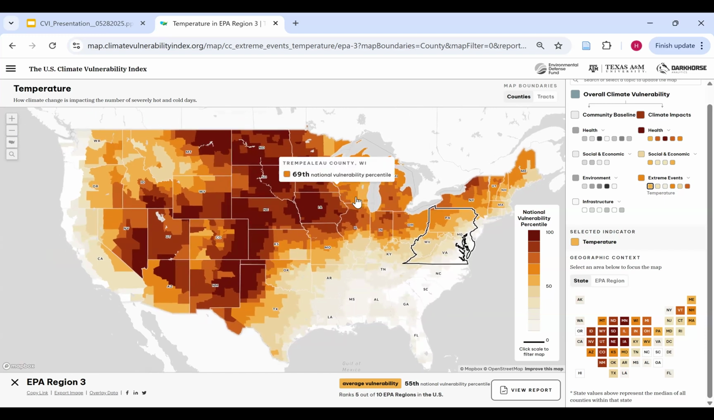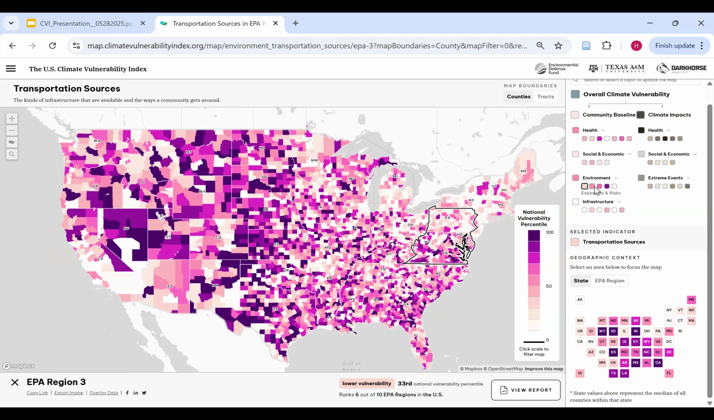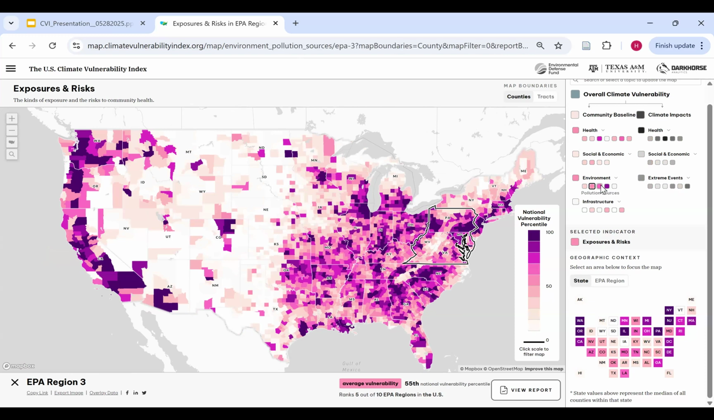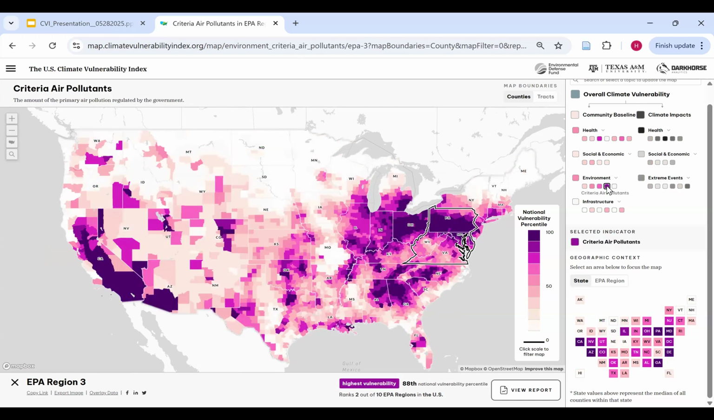It shows you the middle US, this area has issues related to extreme temperature. What about drought? Okay, drought is related to Texas, New Mexico, Colorado, Oklahoma. Those areas are highly affected by extreme events. You can also individually check transportation issues, extreme exposures, pollution sources, and criteria air pollutants.